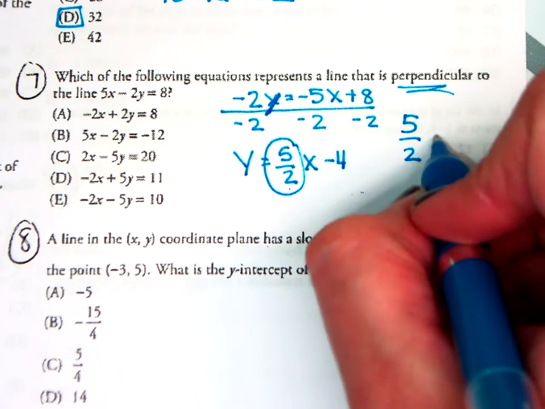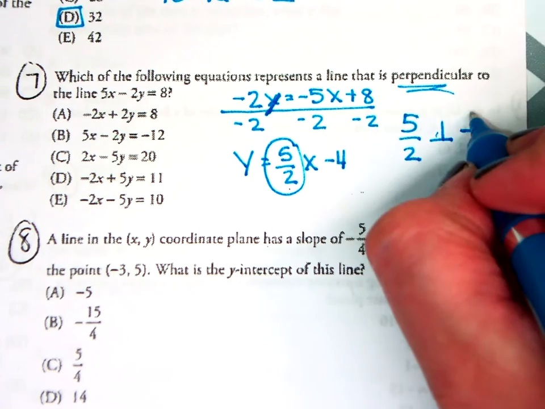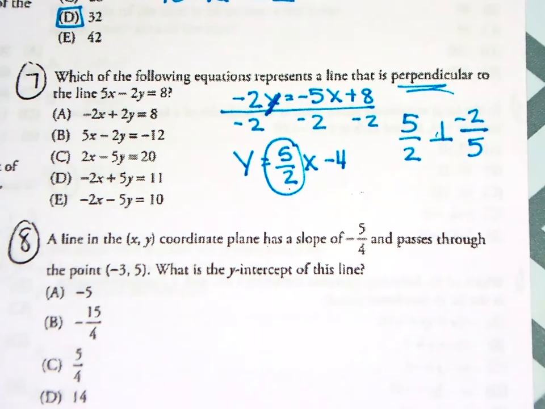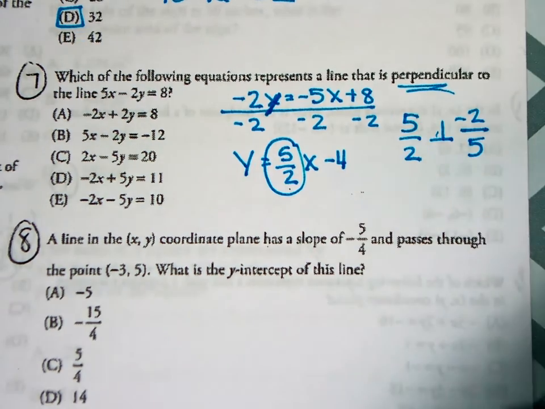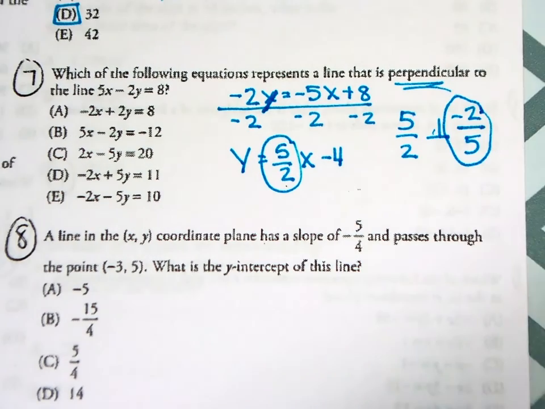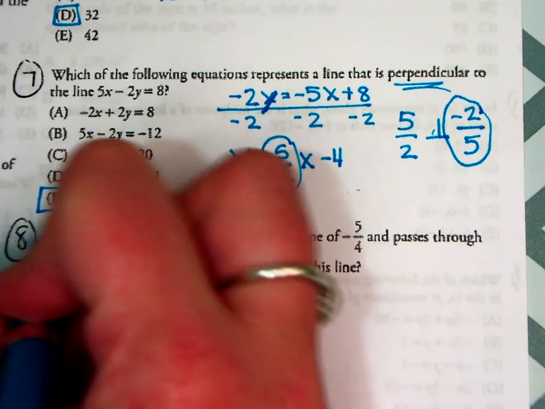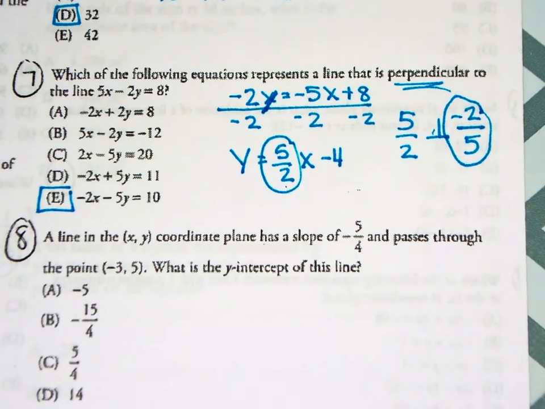I'm looking for something perpendicular. So I flip the fraction, change the sign. So when I solve this problem, I am looking for something with a slope of negative 2 over 5 because the line has to be perpendicular. So to do this problem, I'm going to tell you the correct answer is E. And let's talk about why the correct answer is E.